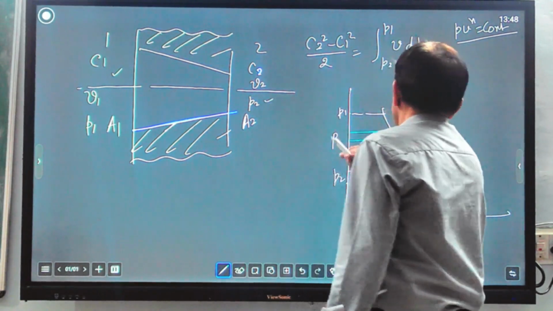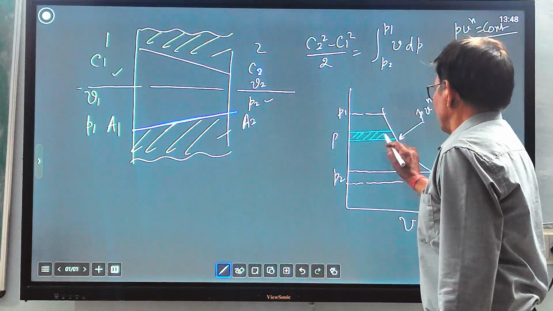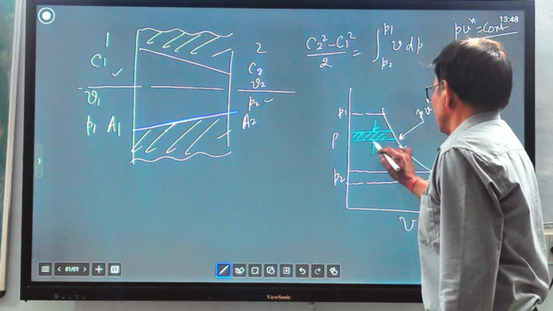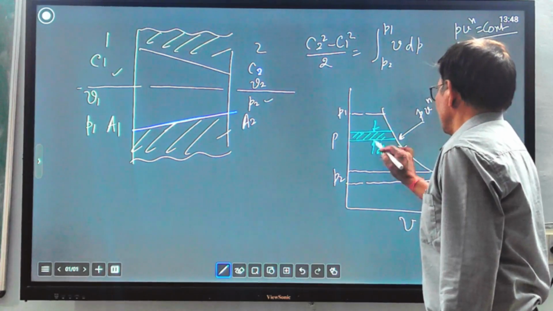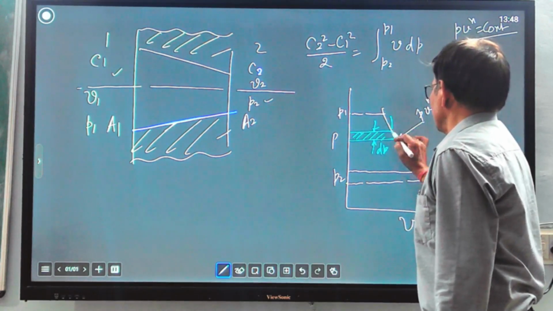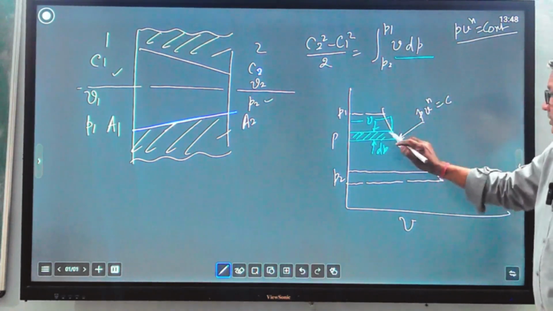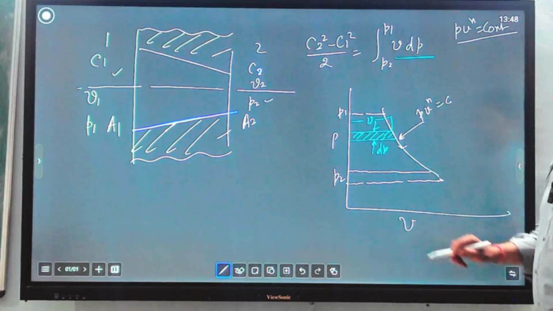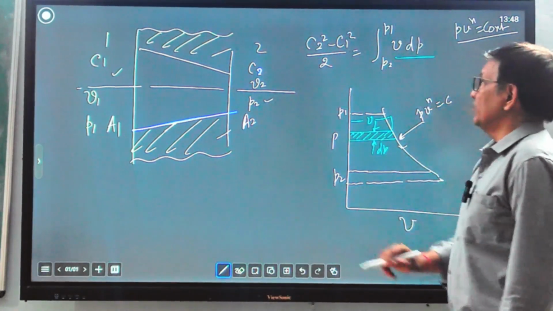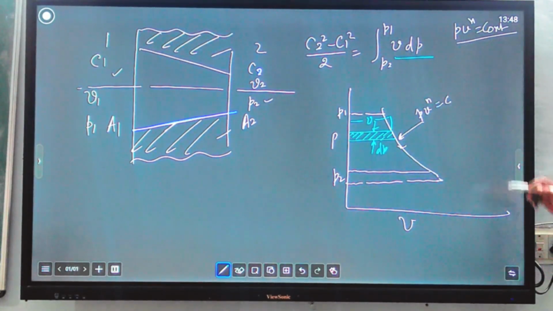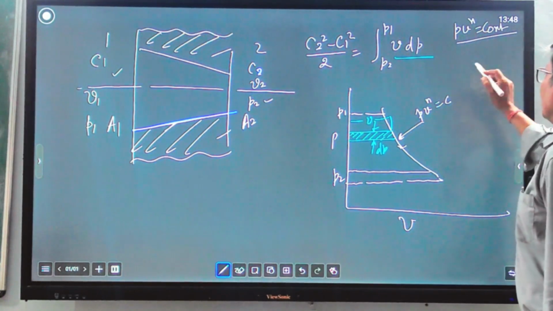Suppose this is the condition. We take a small strip with pressure difference dP and volume V. So you see here V dP. The area of this strip is V dP, and we integrate following the equation PV to the power n equals constant.